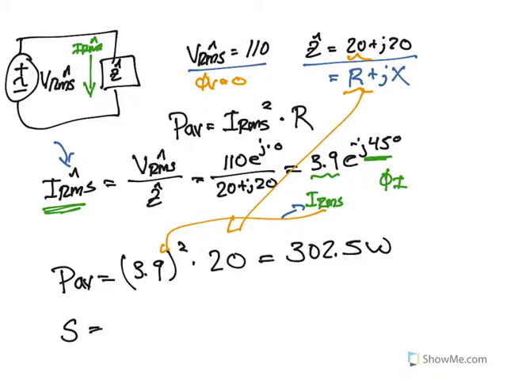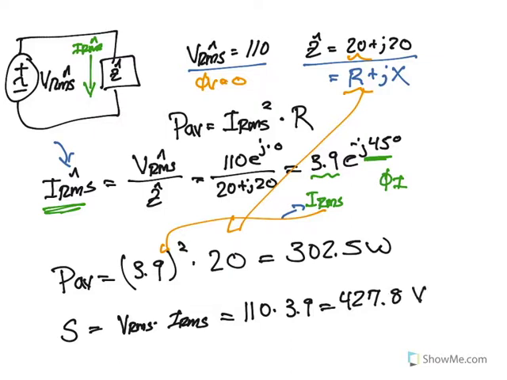Now we're going to find the apparent power. Recall that the apparent power, which is just scalar S, is V_RMS times I_RMS. We already know V_RMS, the RMS voltage, as 110. The RMS current flowing through this is 3.9. So the apparent power through this circuit is 427.8 VAR. Apparent power, or excuse me, not VAR, volt-amps. It's just volt-amps for apparent power.